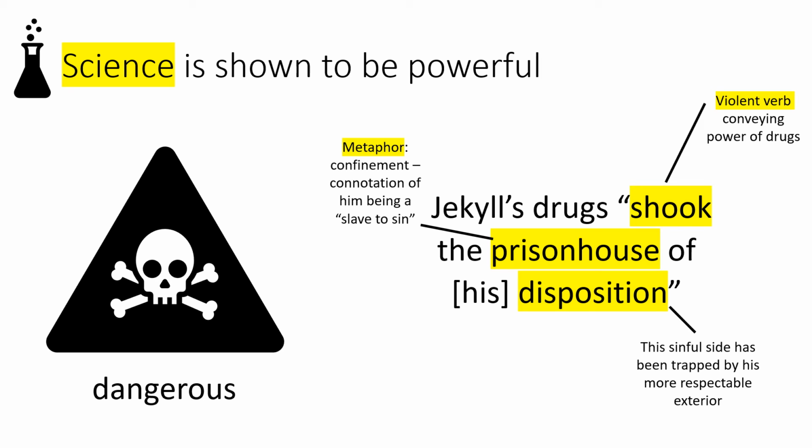And the noun disposition, just relating to the sinful side that has been trapped by his more respectable exterior. Jekyll's science is dangerous. It's powerful enough to cause death and upset the conventional order of Victorian life. Jekyll says that the details of his experiment must not be revealed. How convenient. This ties in with Frankenstein too. Victor Frankenstein, the scientist, refuses to reveal how he brought the monster to life.